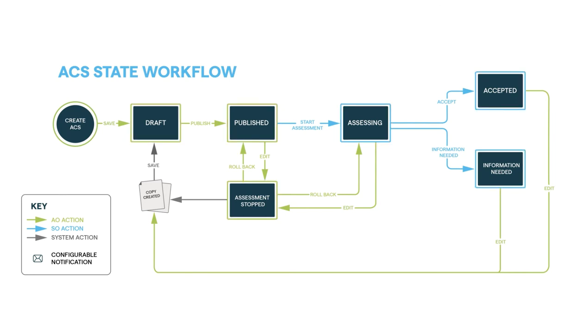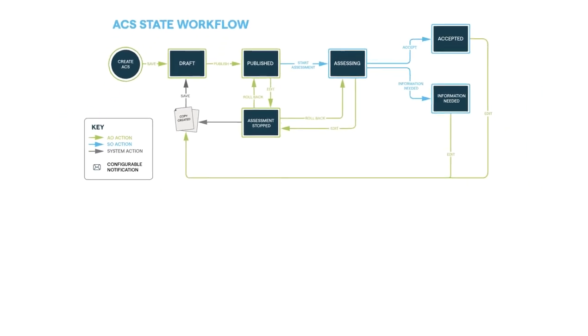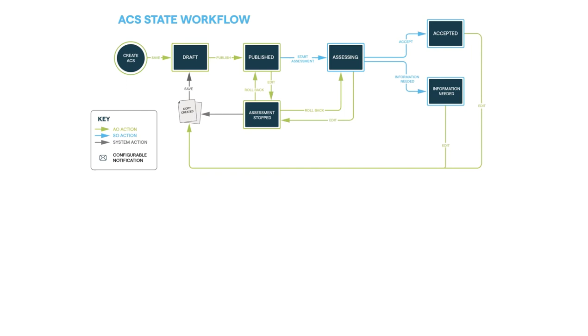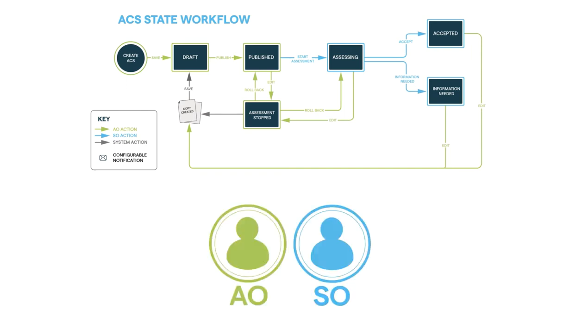As the state changes, notifications can be sent to inform the relevant parties. Notification settings are customizable, and this is covered in the notifications tutorial. Let's take a look at each stage of the workflow in detail. To explain this, we'll look at the creation of an asset or station and the steps taken by the asset owner and the system operator as the ACS progresses through the workflow.